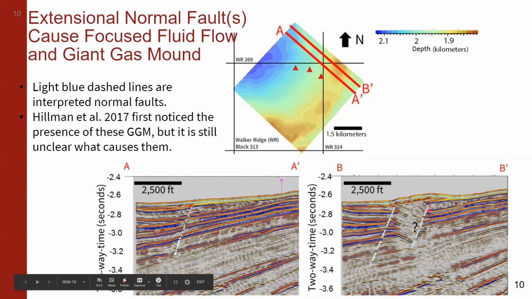Here, the light blue dashes are where we see these normal faults with a pretty small amount of offset, but what's interesting is they seem to be associated with this giant gas mound found in this portion of the mini basin. Now, Hillman et al. 2017 first noticed the presence of these giant gas mounds, but it was still debated in the community what causes them. And we believe that these shallow normal faults, which do not penetrate to a great depth, so that it would be thermogenically sourced gas, we think that it would be biogenically sourced or potentially from the gas hydrate and gas reservoirs, which are shallow, because these faults create focused fluid flow.